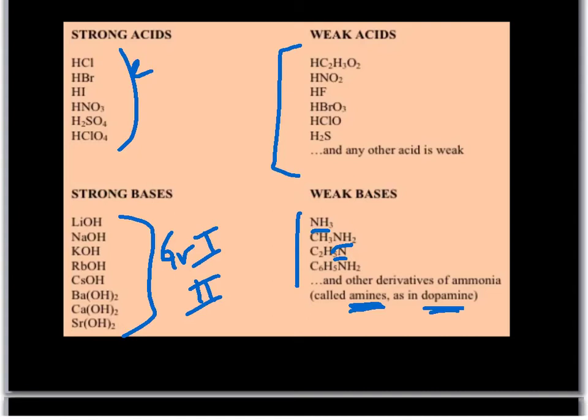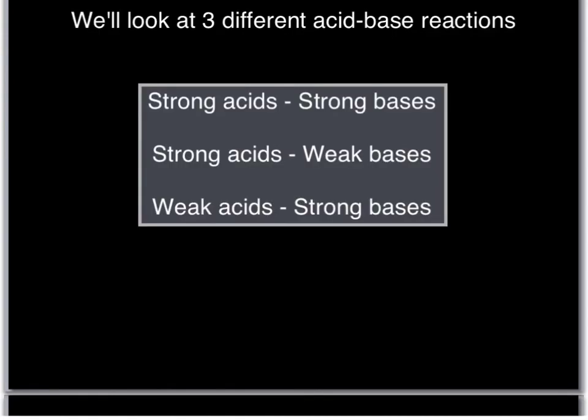Here's a little summary of the whole thing. Okay, now that we know what acids and bases are, we're going to look at 3 different acid-base reactions. Strong acid, strong base; strong acid, weak base; weak acid, strong base. So I know you're probably wondering, why aren't we going to talk about weak acid, weak base? That's a little more involved. That's a topic that's covered in AP chemistry, so we're going to stick with these 3. They're pretty uncomplicated, I think you'll find.